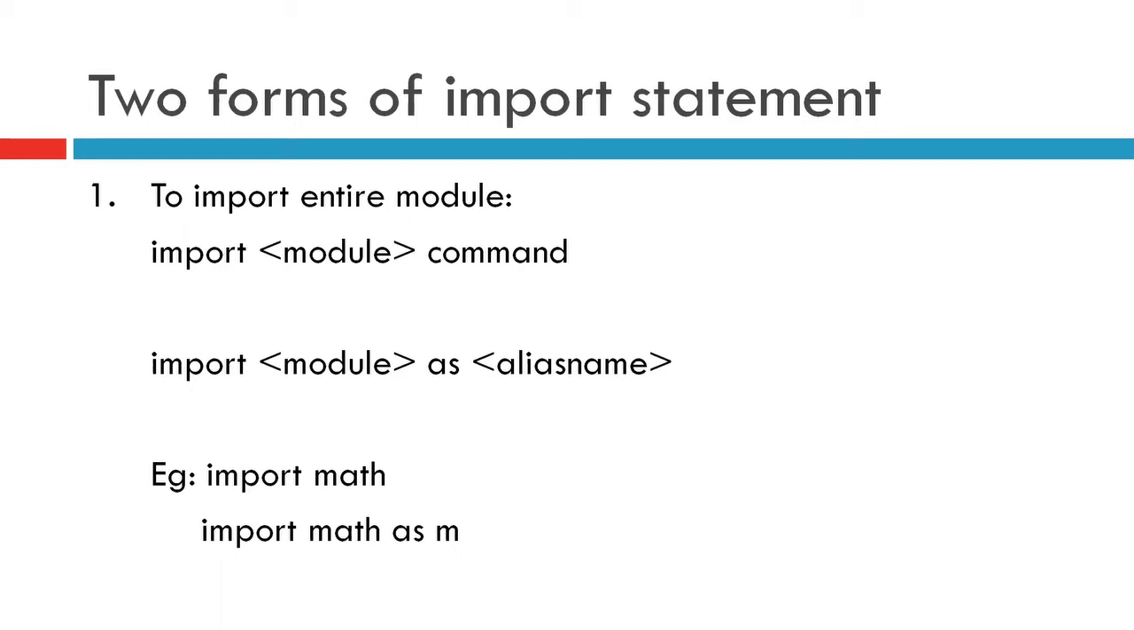Either I can use this way, or I have one more way, that is, import math by giving an alias name. Instead of using the name as math, I can give the short form as m. Import math as m. This is one way of accessing the objects that are present in a particular module.